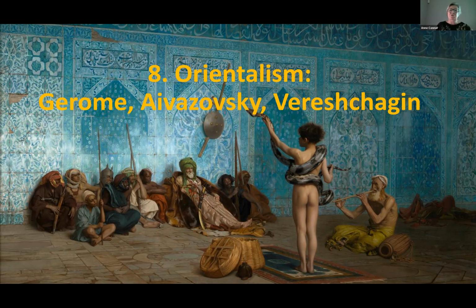So we're going to see today the second part of Orientalism, which means pretty much the second generation of artists doing some of these works that are fascinated by the Orient. As you see on the title, one is French, the other two, one from the Ukraine and the other one Russian.